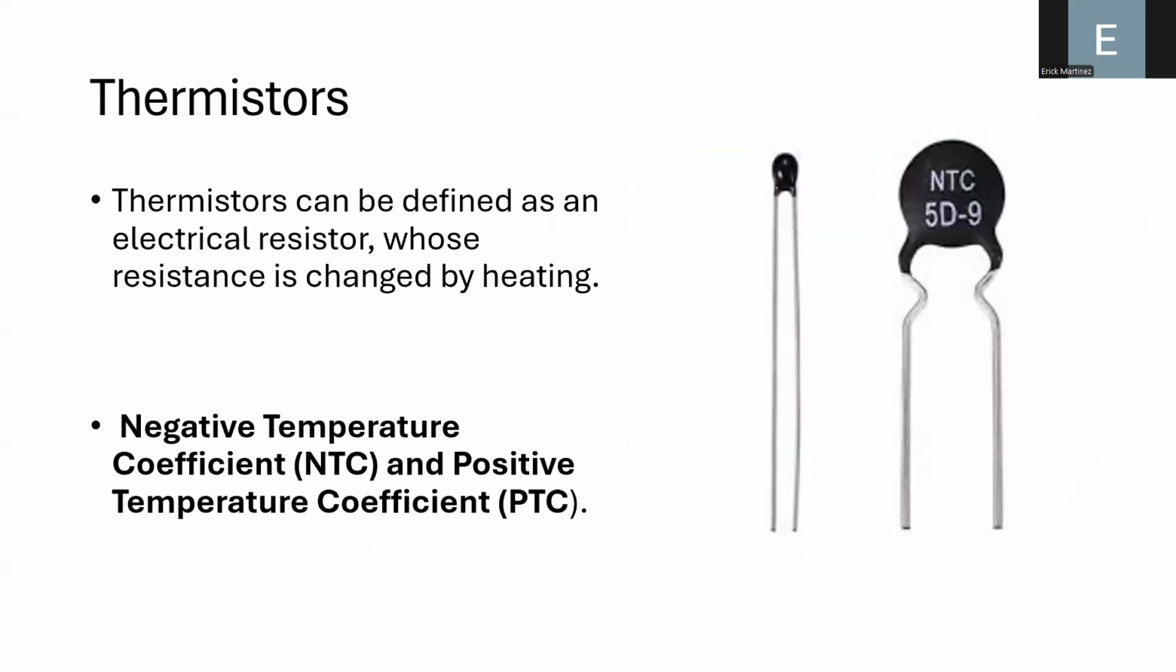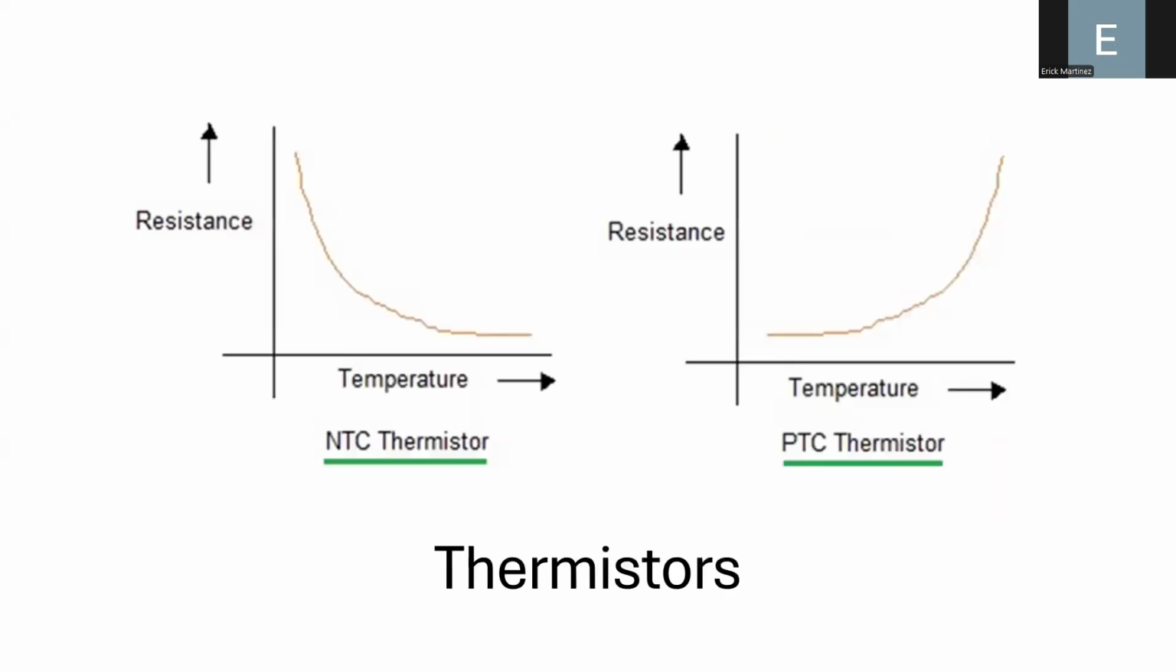Another type of temperature sensors are the thermistors. And the thermistors are basically electrical resistance, okay? But contrary to thermocouples, the thermistor changes its resistance in accordance to the change in temperature. And you can have different presentations. You can have a negative temperature coefficient thermistor or a positive temperature coefficient thermistor. Okay, there are two types of thermistors.